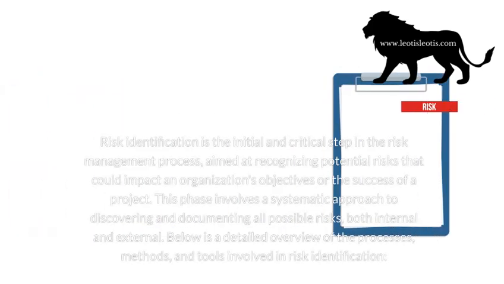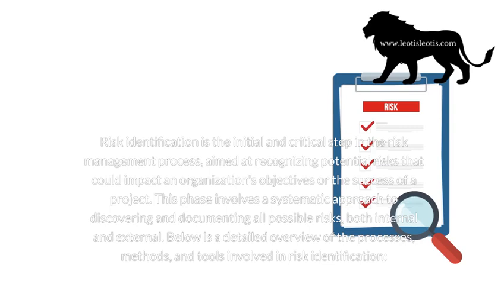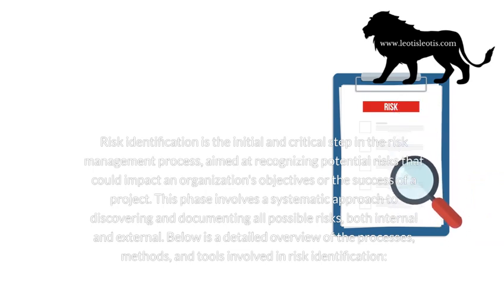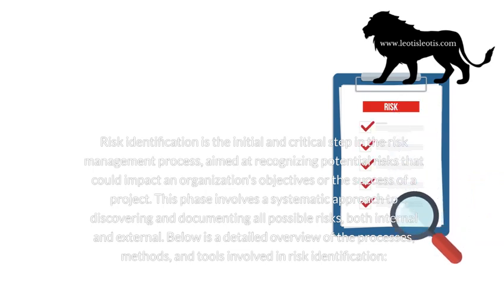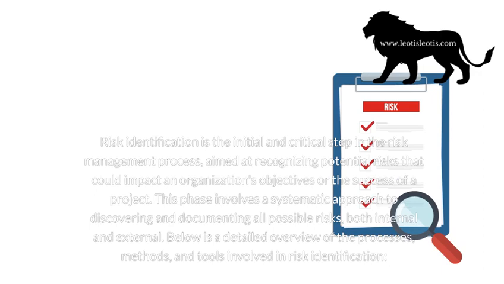Risk identification is the initial and critical step in the risk management process, aimed at recognizing potential risks that could impact an organization's objectives or the success of a project. This phase involves a systematic approach to discovering and documenting all possible risks, both internal and external. Below is a detailed overview of the processes, methods, and tools involved in risk identification.